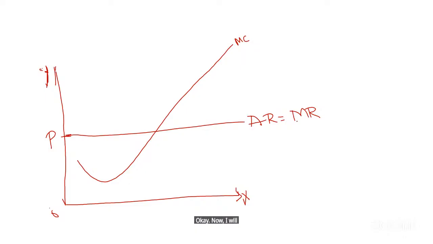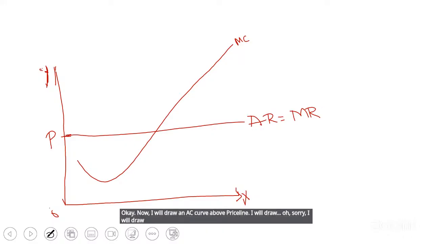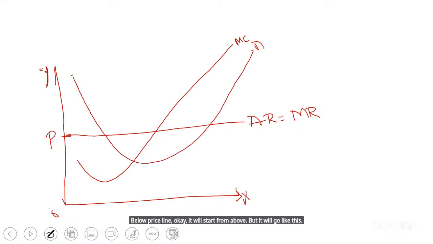Now I will draw an AC curve. I'm drawing supernormal profit, right? So I'm drawing an AC curve below the price line. It will start from above, but it will go like this. AC. Got it? Draw the diagram. Yes, ma'am.